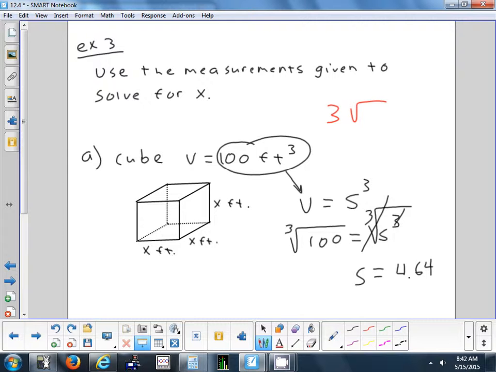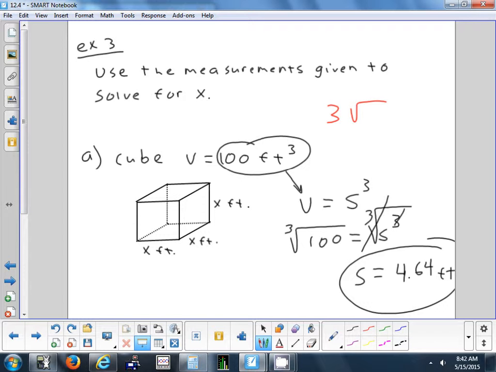What should be my label on that? 4.64. Wow. Yep. Feet. Just feet. Right. Questions on that? Okay, cubic feet, I do know that volume unit is used quite a bit.